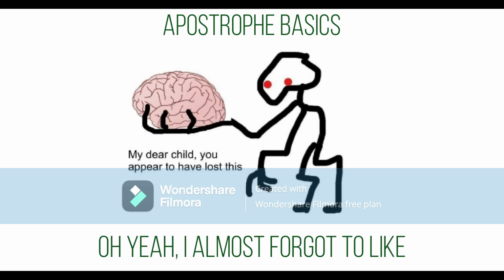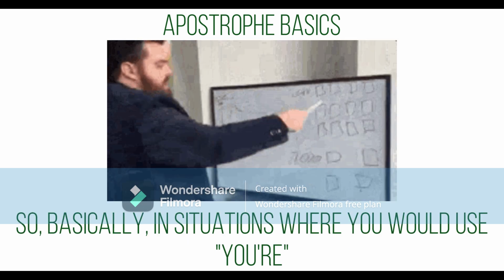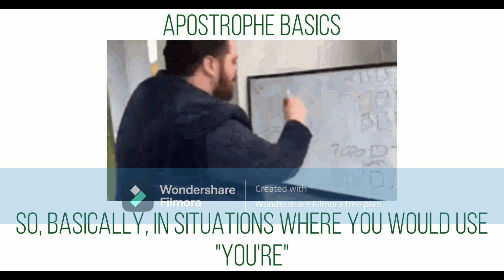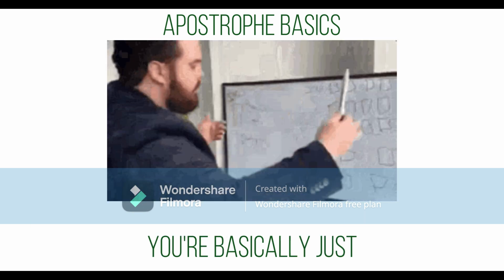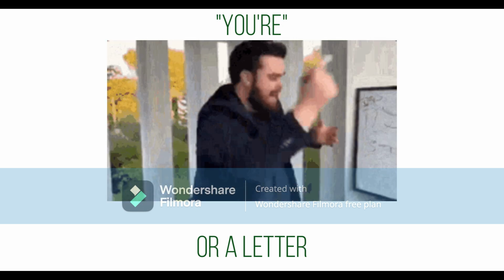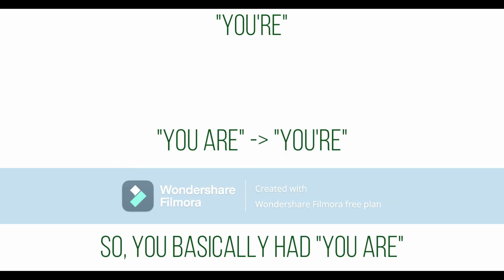I almost forgot to set examples for you're. So basically, in situations where you could use you're, it just omits a letter, which is a. So you basically have ur.